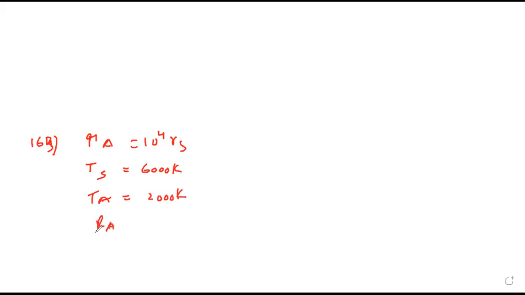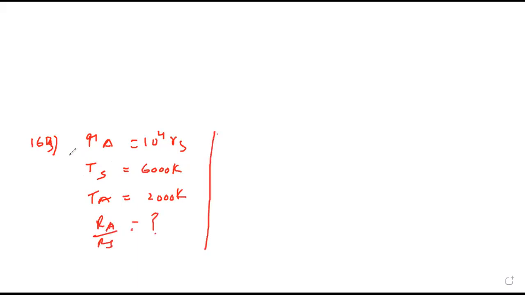Sum number 163. The radiation emitted by star A, I am writing small r, is 10 raised to 4 times that of the sun, R S. Star A, sun I am writing S. If the surface temperatures of the sun and star A are 6,000 Kelvin and 2,000 Kelvin respectively, then the ratio of radii of star A and that of the sun will be how much?